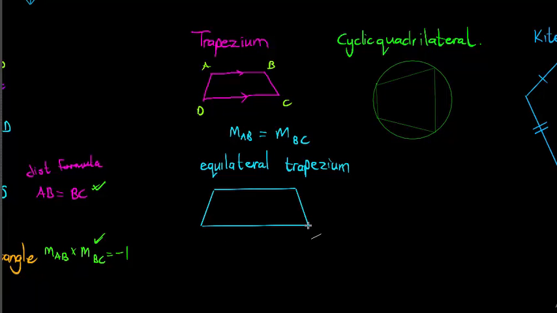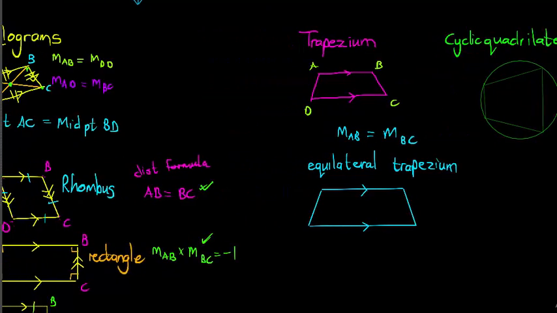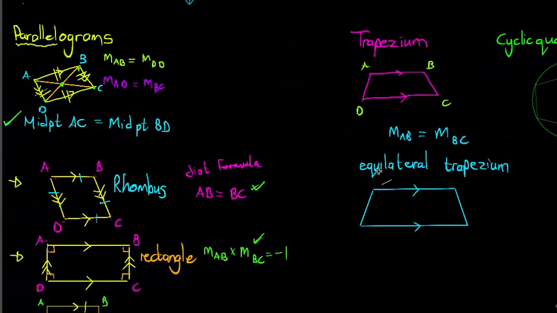Now, to be honest, we've already said that a parallelogram is a special trapezium, and a parallelogram is actually also an equilateral trapezium, because these two opposite sides are equal and those two opposite sides are equal. But an equilateral trapezium could also have legs that are equal in opposite directions.